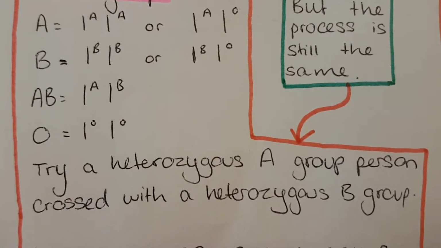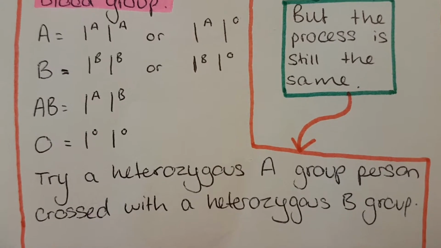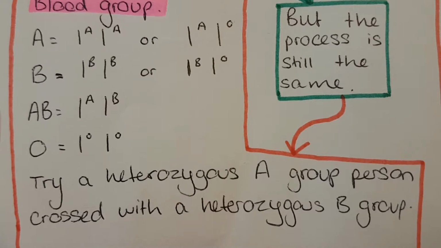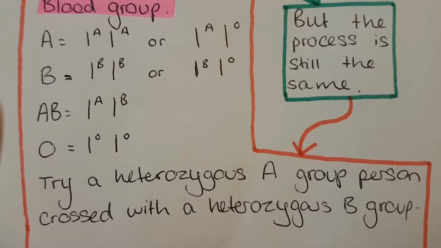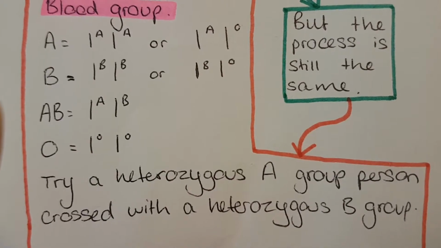Right, try and pause this video and have a go at crossing a heterozygous A group person with a heterozygous B group person and see what possible offspring there are. Okay, so pause the video now.